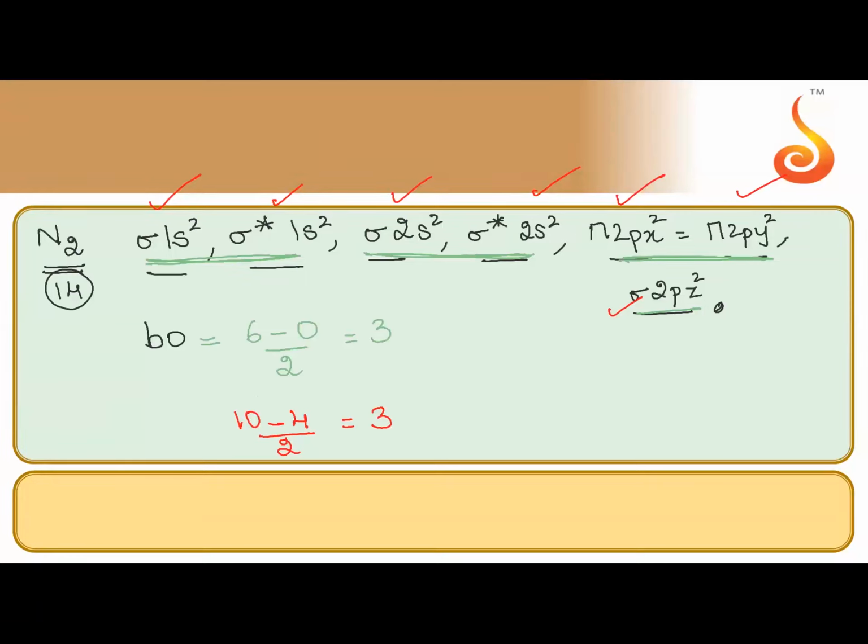N2 molecule is diamagnetic, right? All electrons are paired up. Okay, it is diamagnetic. Now I will twist this question and ask you in a few different ways. If I remove an electron from N2, I will get N2 plus, right? N2 has bond order 3. If I remove an electron, I get N2 plus.